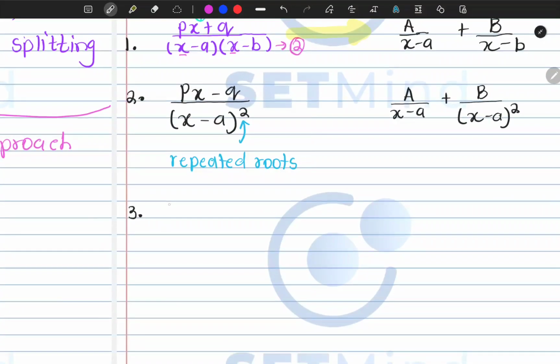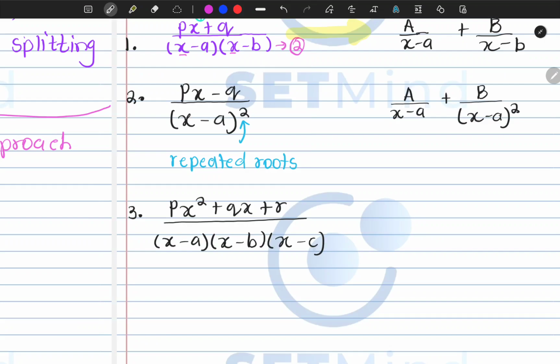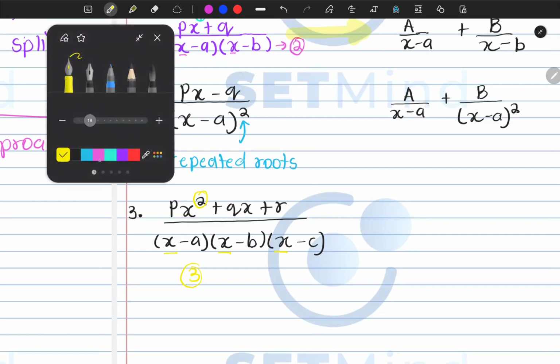Okay, now let's have a case where we have px squared plus qx plus r, divided by x minus a, x minus b, and x minus c. So we are still happy. We do not need to do long division, because if you look carefully, the degree of the denominator, when you multiply the x's, will be 3, but the degree of the numerator is 2. As long as the numerator is of a degree less than that of the denominator, we're happy. If not, we're going to need to do long division first.